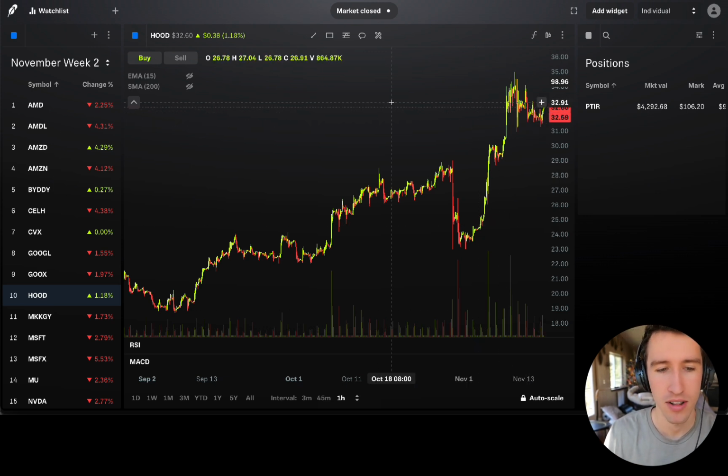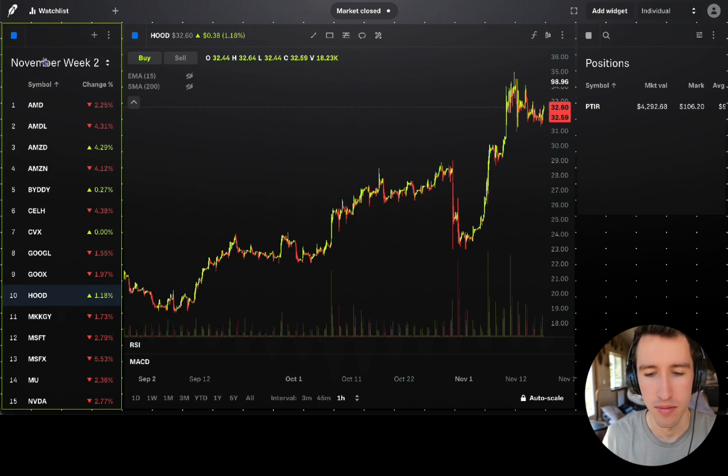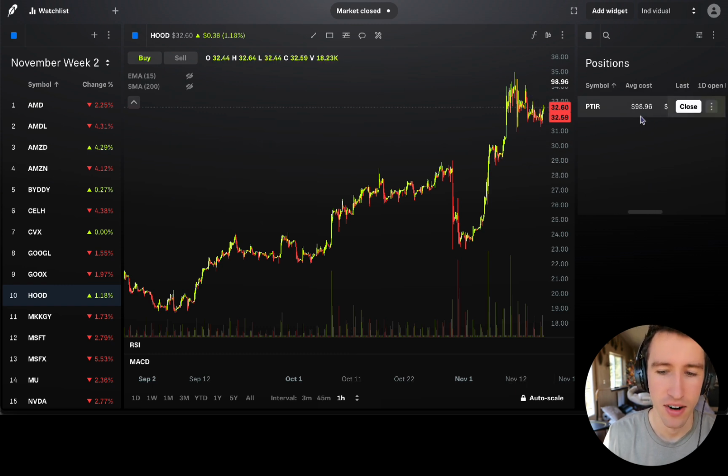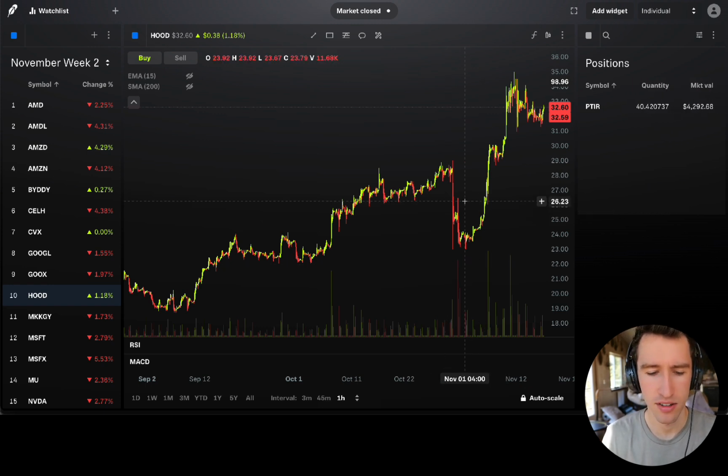So I'm here on the Robinhood Legend app. As you guys can see, this is a clear setup that you can add. You have your chart, you have this watch list over here that you can drag and move around. And then we've got our positions over here. We have PLTR, which is Palantir. We're up a little bit over $292 as we close down the day, $536 positive on Friday. So let's get into this indicator.